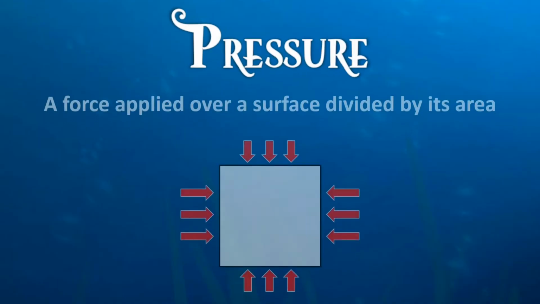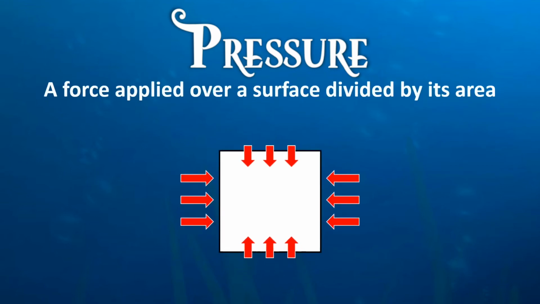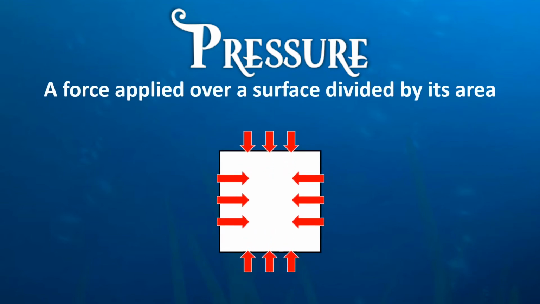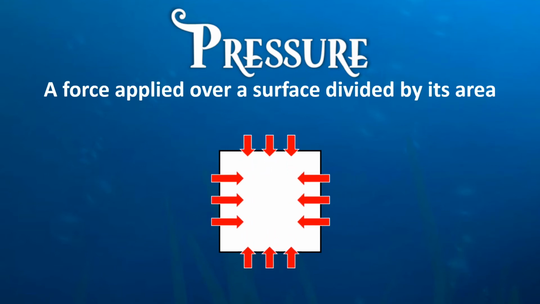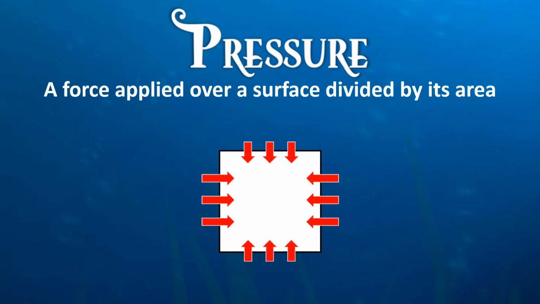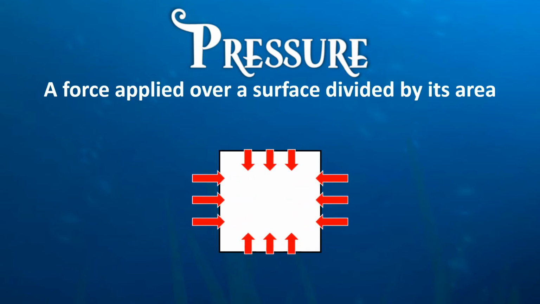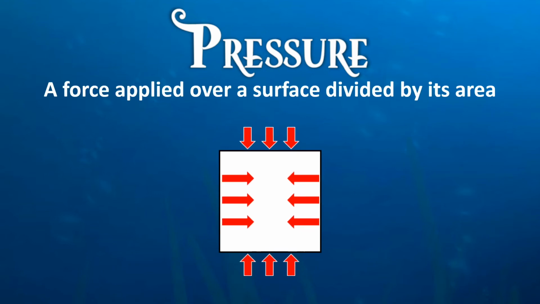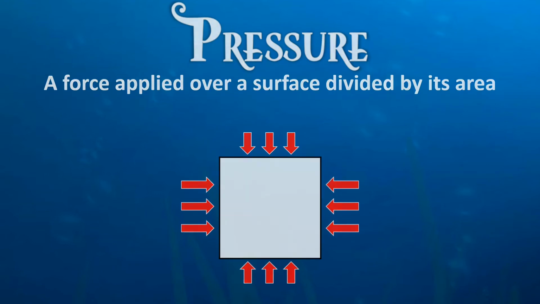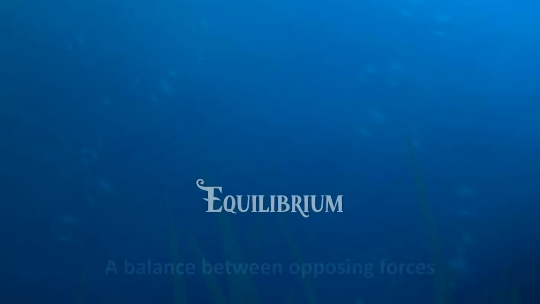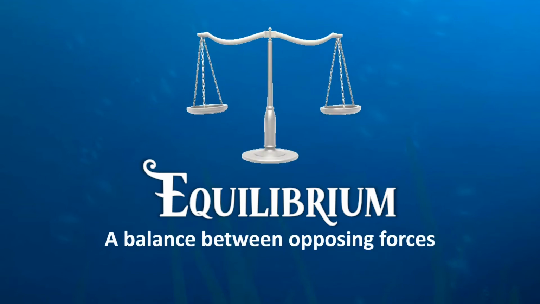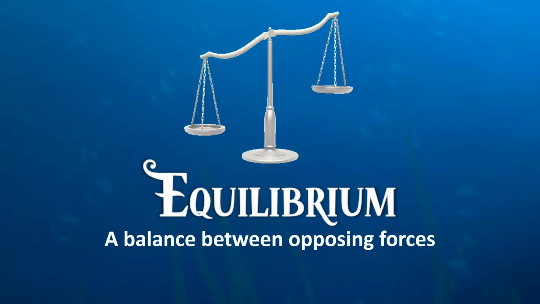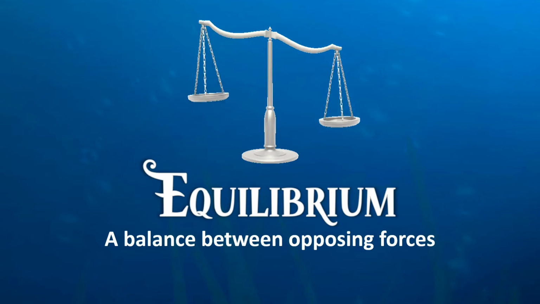Pressure is a force that is applied over a surface divided by its area. A strong push on a small area creates high pressure, while a weak push spread out over a large area creates only a little pressure. For the ship, there would be a strong push because it takes quite a bit of pressure to keep it afloat. Equilibrium is a balance between opposing forces. In the case of our ship, the force from gravity needs to be equal to that of the pressure from the water. That will prevent it from sinking.